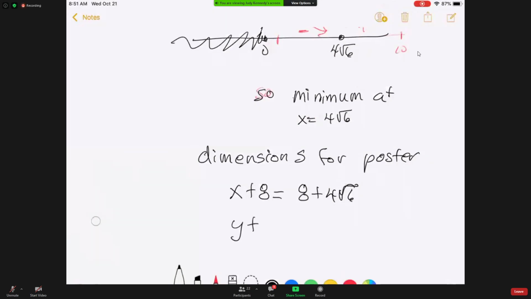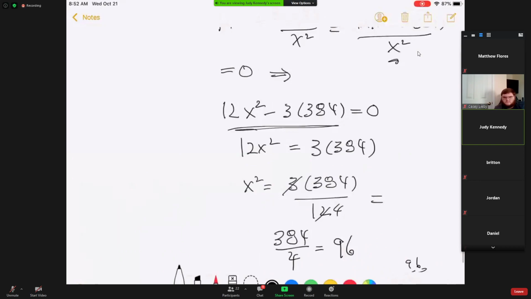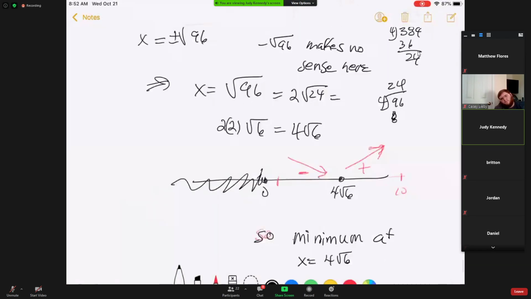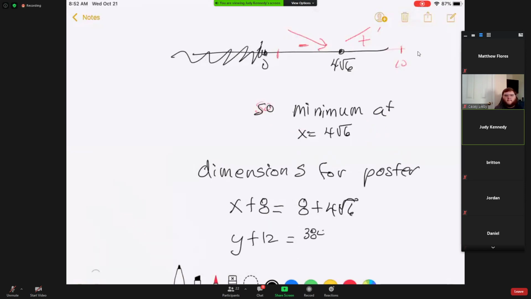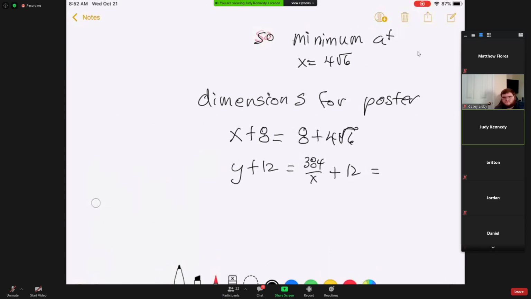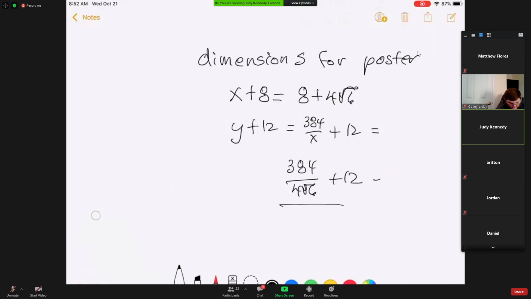And Y plus 12, that's the length of the actual poster. Well, let's see, what was Y in terms of X? It was 384 over X, wasn't it? Yes. Y is 384 over X. But we have X. That was 4 times the square root of 6. So it's 384 over 4 times the square root of 6 plus 12. And let's see, I just divided 4 into 384, which I don't really need to reduce it. Yeah, you can leave it like this. It's also 96 over the square root of 6 plus 12.